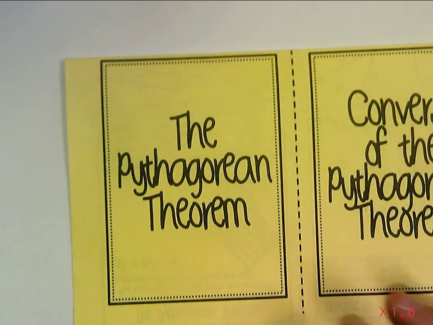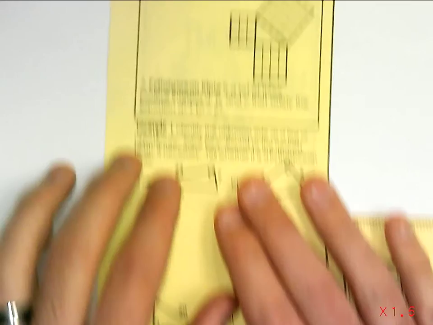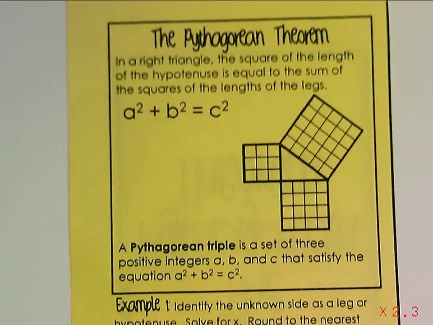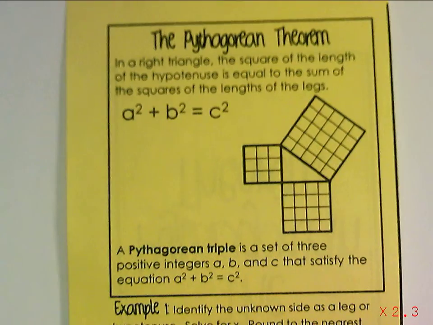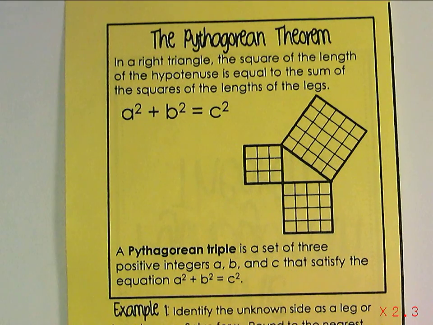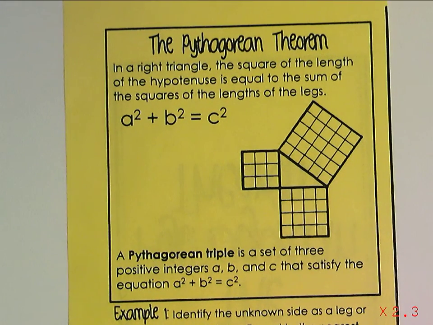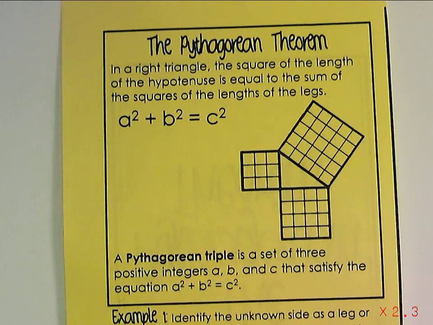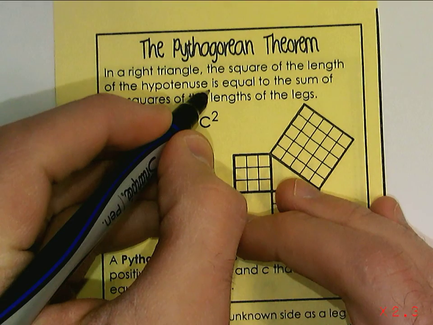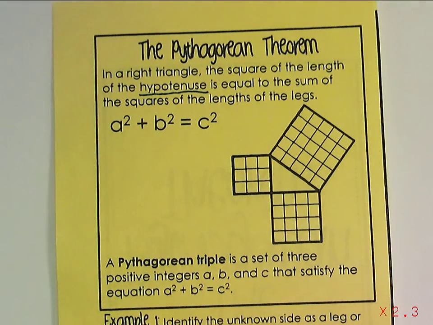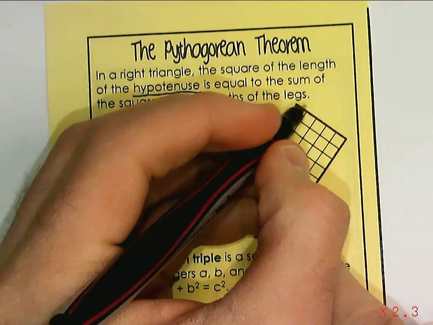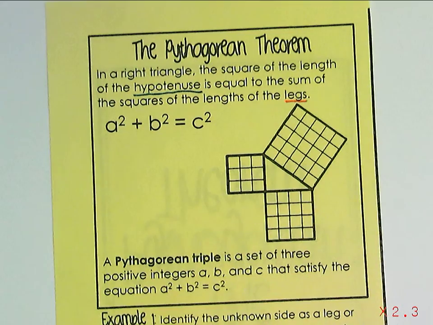Zoom in here a bit. Alright, so the Pythagorean theorem. Have an example here, a little bit of a definition as well, so that we can understand what we're working with and why we're working with it. So it says here, the Pythagorean theorem. In a right triangle, the square of the length of the hypotenuse, so that's going to be an important word here, hypotenuse, is equal to the sum of the square of the length of the legs. Legs are also going to be important here, so I'm going to underline both of those.